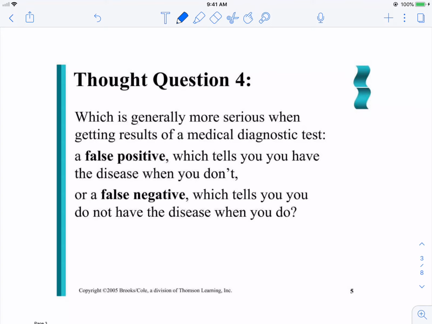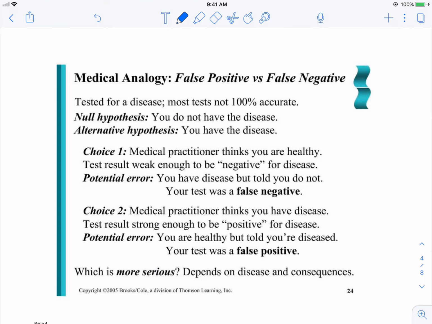Now, the nice thing about that is that we saw that those probabilities were incredibly low typically for a false negative. But it's the same type of error analysis. If a mistake happens, what are the consequences of that mistake? And that should be considered.